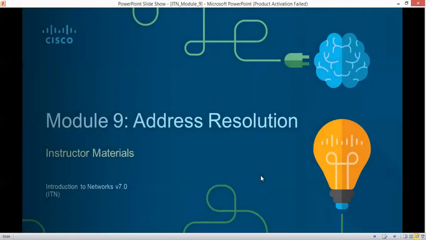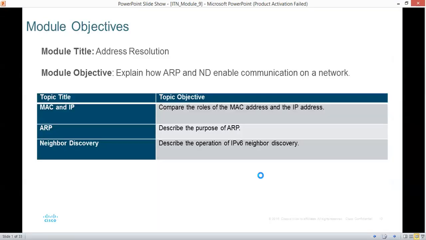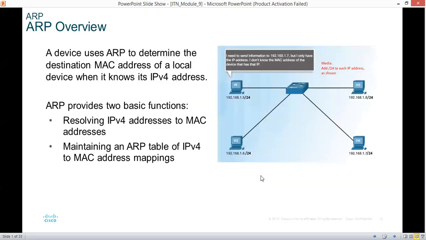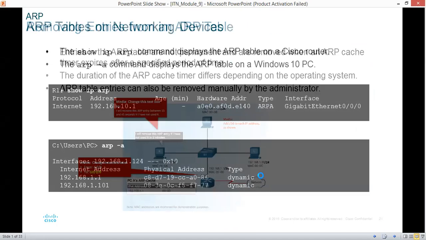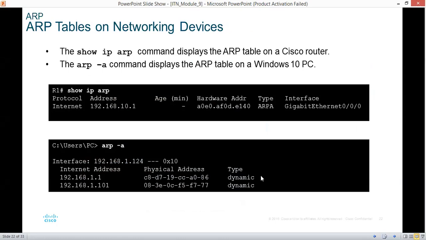Recall, ARP is for IPv4, and neighbor discovery is for IPv6. Please note that, very important. For you to view the ARP table, you use the show ip arp command on the networking device, and it will display your ARP table for you. The arp -a command displays the ARP table on a Windows 10 PC. You can try this on your system to see the ARP table. It gives you a guide of the different connections you have within that network.